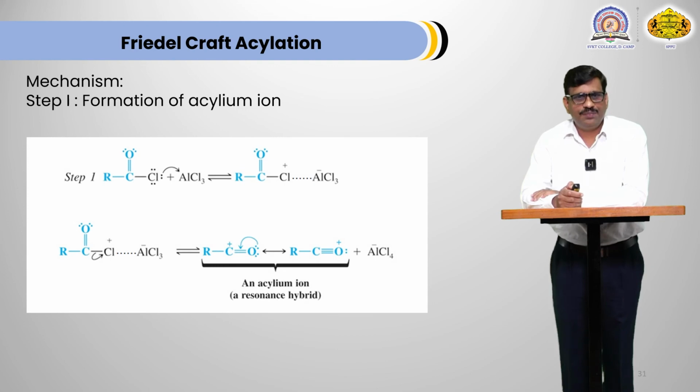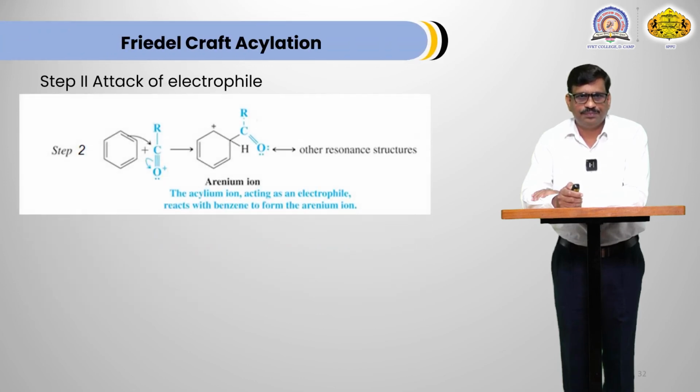Now the mechanism. Step first is formation of acylinium ion. RCOCl interacts with AlCl3 and there is formation of acylinium ion, RCO+. This RCO+ carbonyl group is electron deficient, and this acylinium ion can be stabilized by resonance effect. This acylinium ion is the reagent for this Friedel-Crafts acylation reaction.